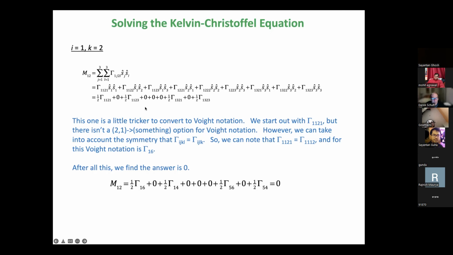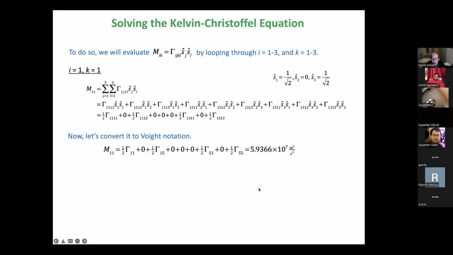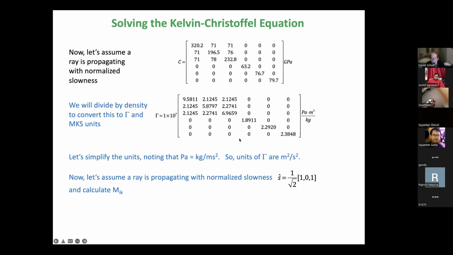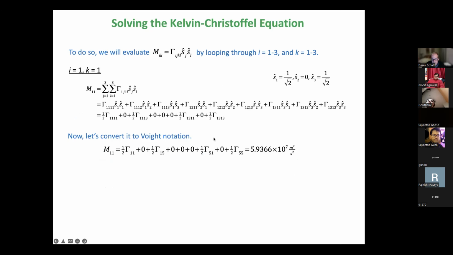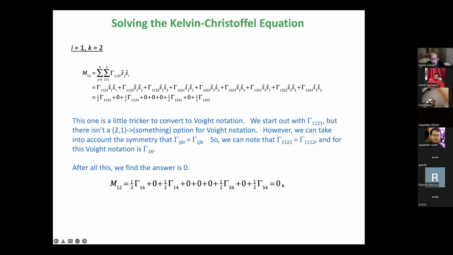So we calculate all these terms and put them into Voigt notation. And then we find that gamma sub 1,6, gamma sub 1,4, gamma sub 5,6, and gamma sub 5,4 are all zeros. So m sub 12 is going to be 0. And you will actually find this fairly often.